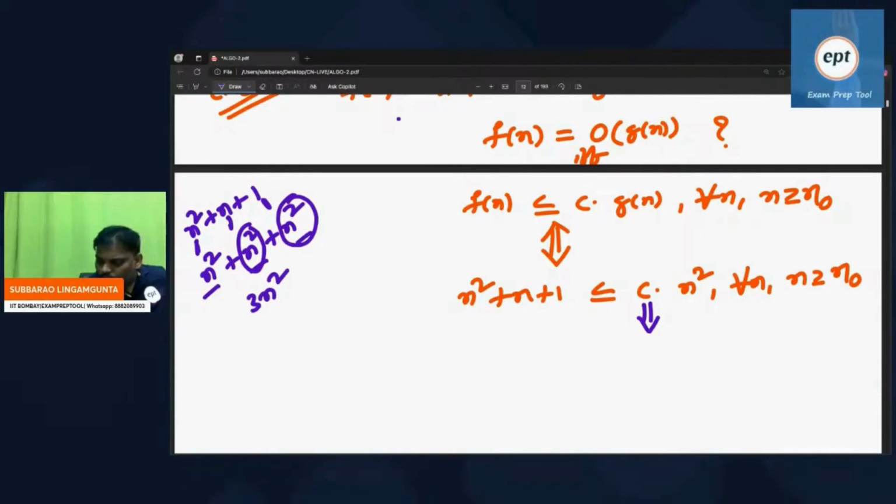So I think you can take C value 3. C is saying that I can help you by a constant factor. C is saying that I am a constant. If you need constant help, I can help you. So left side is n square plus n plus 1. Right side is 3n square. So right side is bigger. So C is saying that if you want constant help at any point of time, I am going to help you.